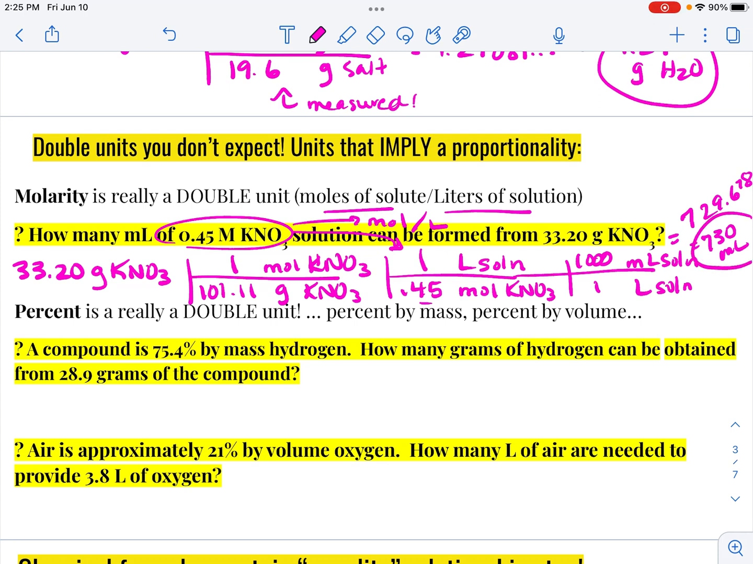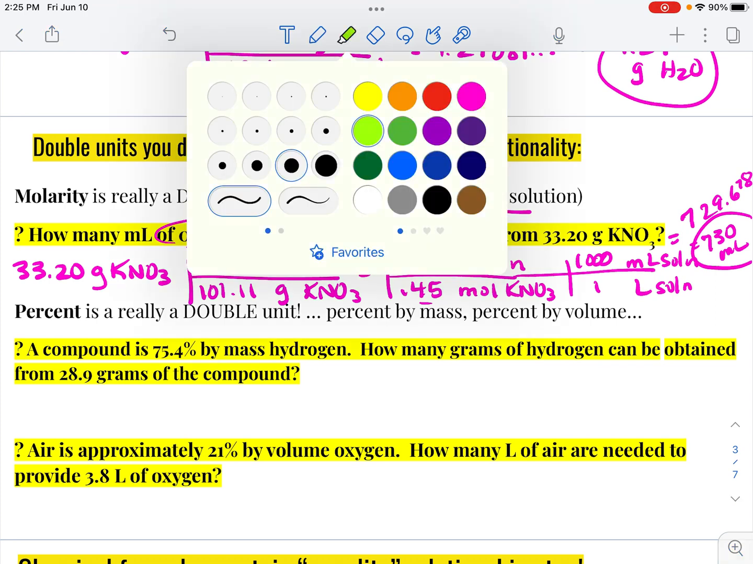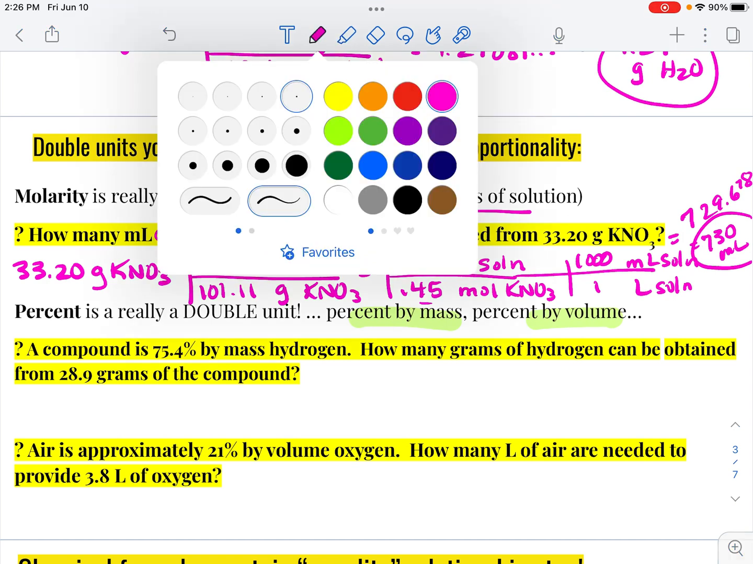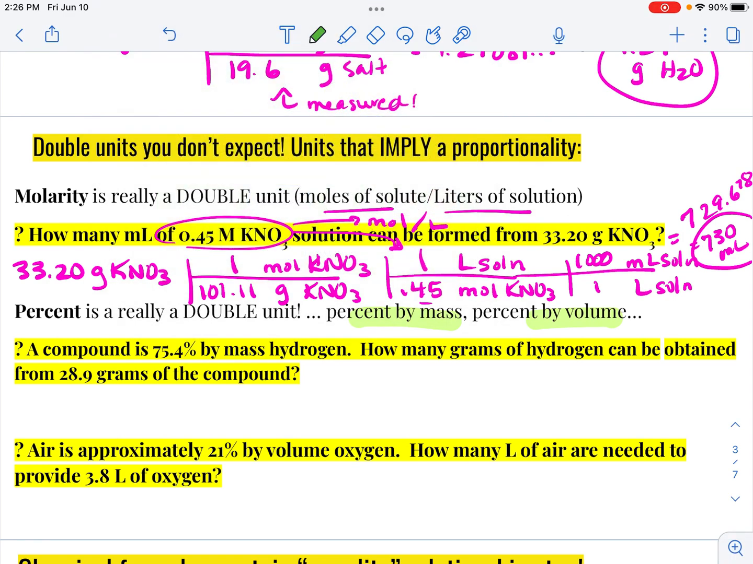Okay. Let's do another one that's kind of implied like this. This is percent. I love percent because we can get percent in a lot of different ways. We can do percent by mass or we can do percent by volume. But percent, remember, is a double unit. It's a way of saying I have this much of this out of this much total. And it will be a certain amount out of 100 total. So when we do percent, I'll show you the easiest way to use that.